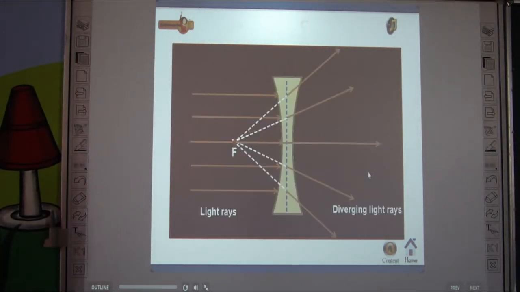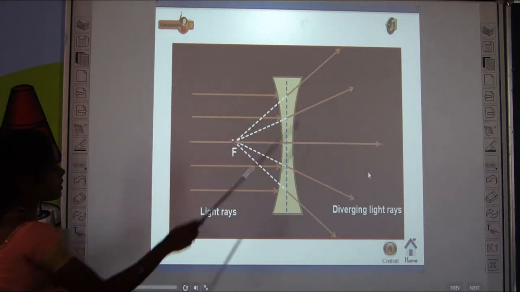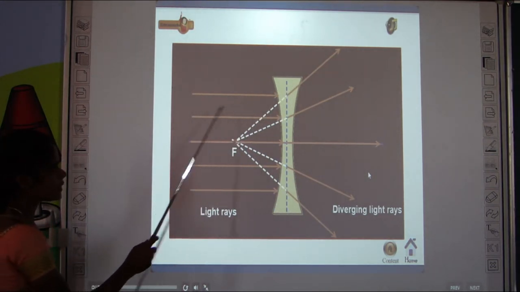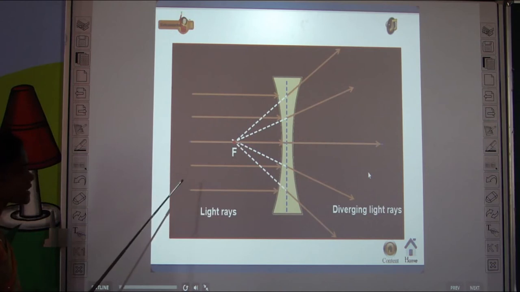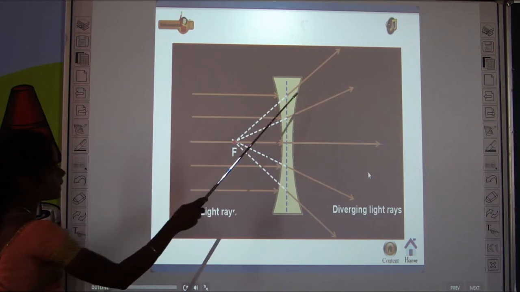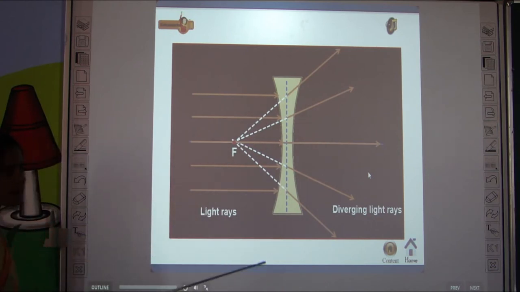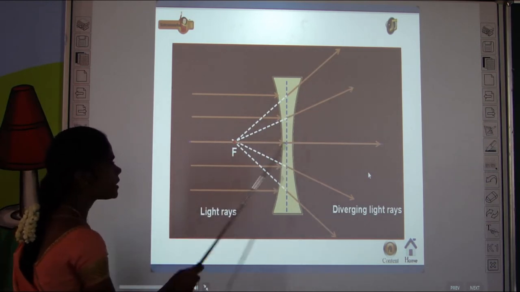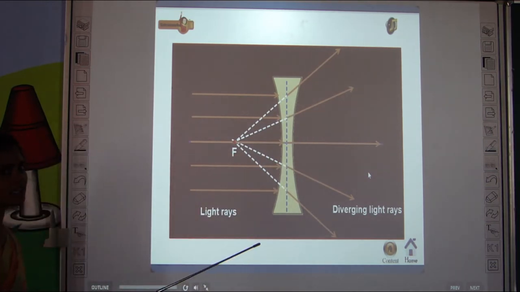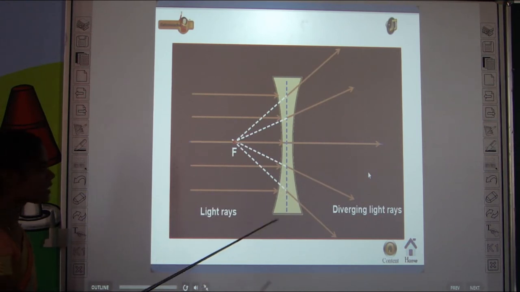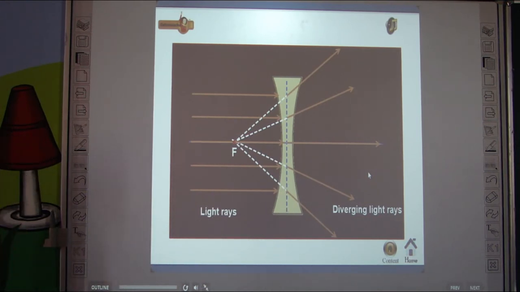This is the concave lens. These are the light rays. When a beam of light falls on a concave lens, what will happen? It can diverge the beam of light instead of converging. If it converges the beam of light, it is known as convex lens. It can diverge the beam of light, so it is known as concave lens or diverging lens.